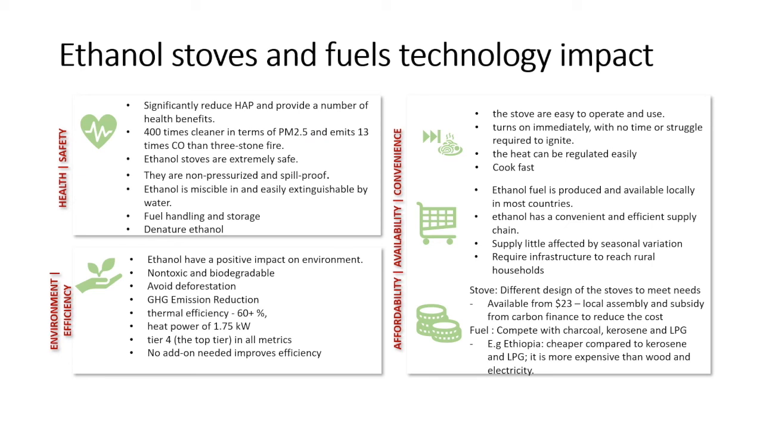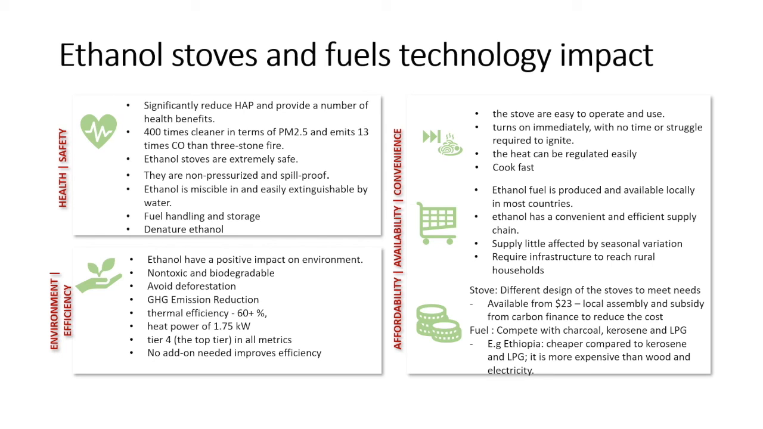Ethanol cookstoves significantly reduce household air pollution and provide a number of health benefits. If you compare it with a three-stone fire, it is 400 times cleaner in terms of particulate matter and emits 13 times less carbon monoxide. The other excellent feature of the stove is its safety. The stoves are very safe, with an astonishing safety record in the refugee camps for over 15 years. The safety of the stoves centers on the fuel canister, which is non-pressurized and spill-proof. The stove has a refillable adsorbative fuel canister that keeps the fuel safely inside. When opened with a slide regulator, the fuel evaporates into the combustion chimney and burns as a gas.